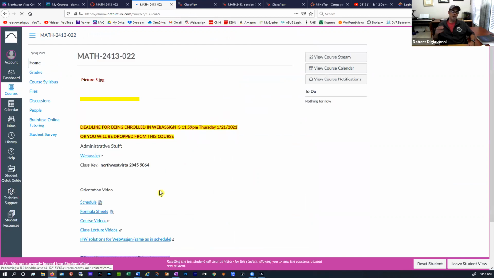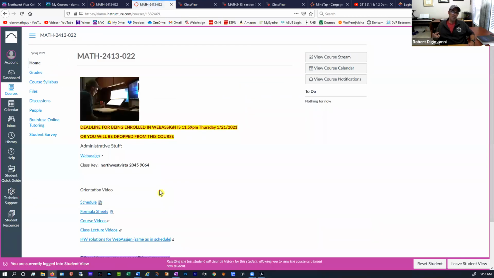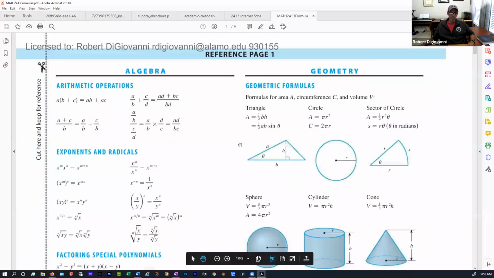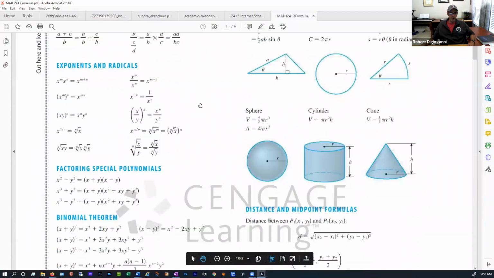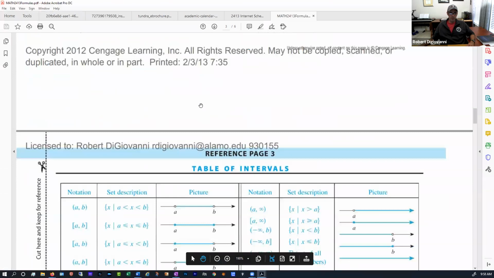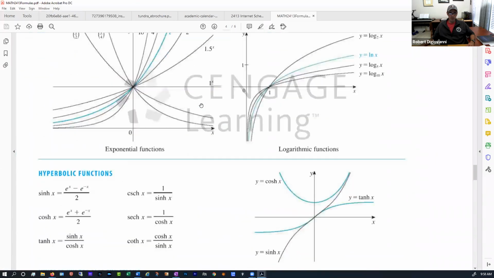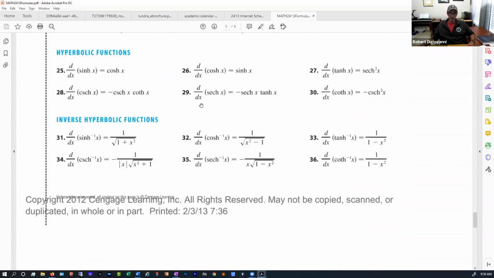Now on exams 2 and 4, well, on all exams, I give you some formulas that you can use. So here are formula sheets. I've already downloaded them here to my computer. I think there's 6 of them. Reference page 1, 2, 3, 4, 5. Yeah, I think there's 6.